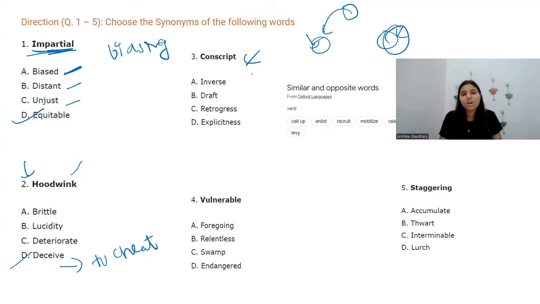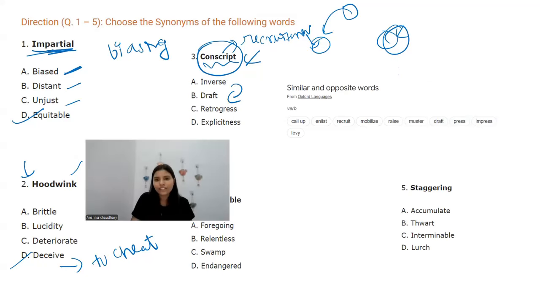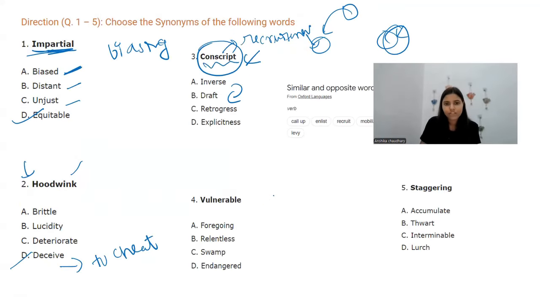Conscript means recruitment, hiring. Especially this word is used in the context of the army, but we can also use it in general for recruitment. So draft is the synonym of this, and here you can see similar words: call up, enlist, recruit, mobilize, raise, muster, draft. Because it looks a bit different, I put this screenshot directly in front of you.